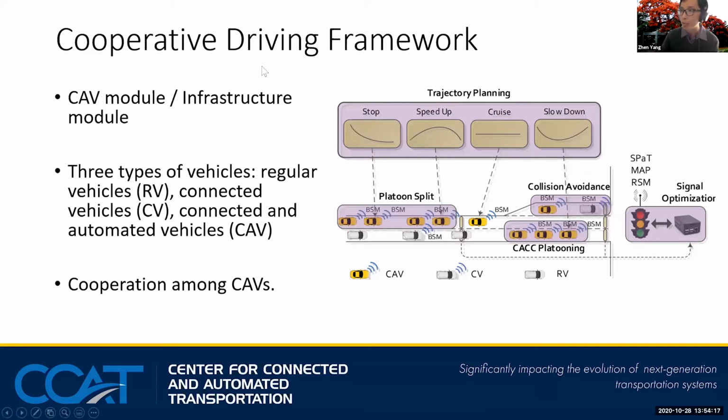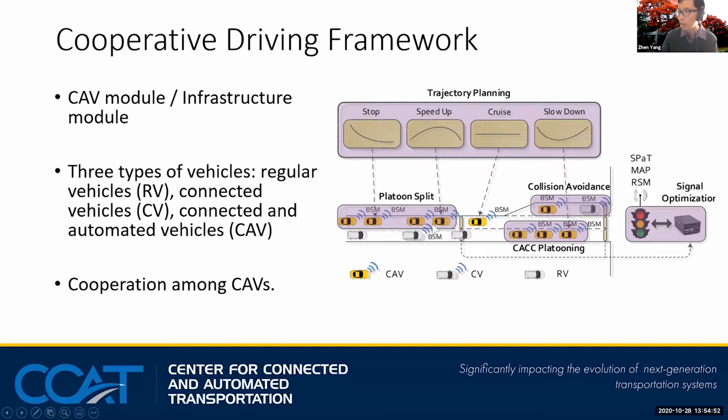That's the reason why I proposed this cooperative driving framework, which mainly includes two parts, the CAV module and the infrastructure module. We consider a mixed traffic condition in which we have connected and automated vehicles. Those vehicles can broadcast their basic safety message, and they can also be controlled by some specific algorithm. We also have connected vehicles which are driven by human beings, but they can also broadcast their information. And finally, we have regular vehicles, which are driven by human beings. They do not have any connectivity or automation.